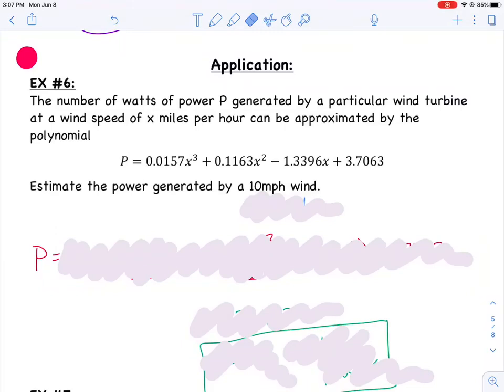Here is our third and last video for section 4.3 on polynomials. We're going to take a few minutes to do some application problems. So how can we use polynomials in a real-world context?